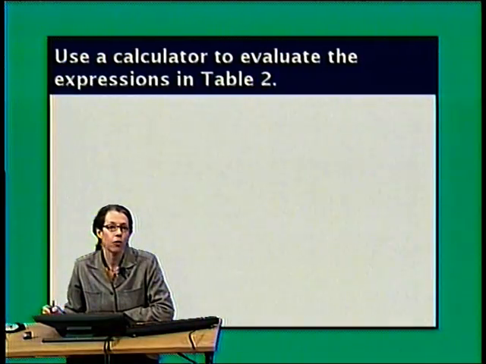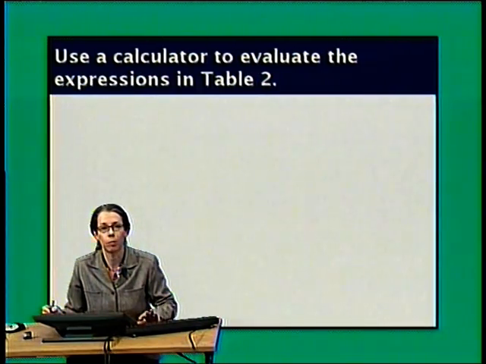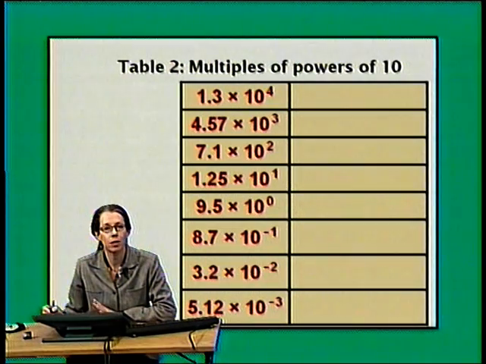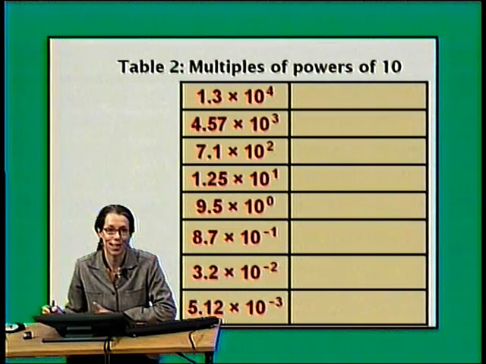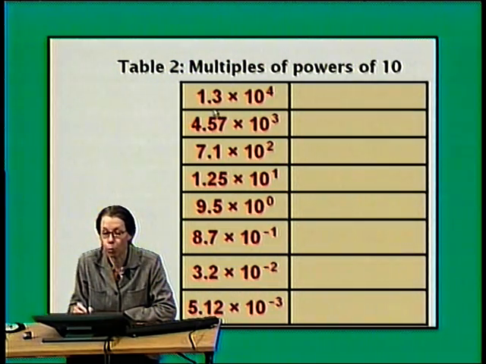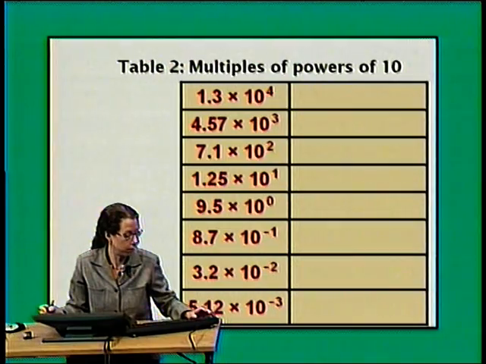So now we're asked to use a calculator to evaluate some expressions in this table. We're using a calculator simply so that we can find patterns. Eventually, we should do these calculations without a calculator. So let's start by looking at the product of 1.3 times 10 to the 4th.